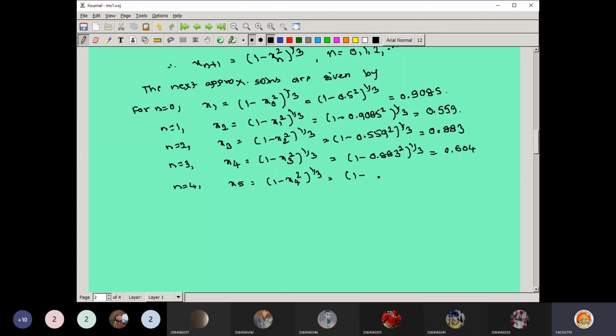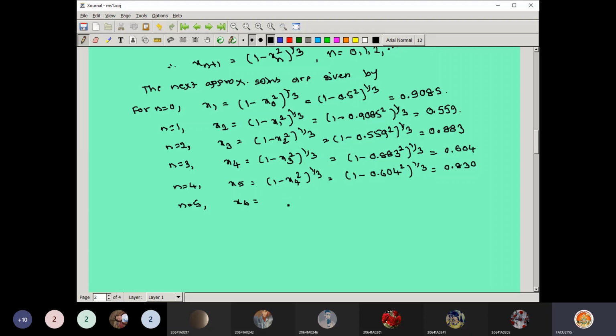So 1 minus x4 is (0.604 squared) to the power 1 by 3. Answer: 0.860. Again, there is a difference. So I'm going to the next, n equal to 5.